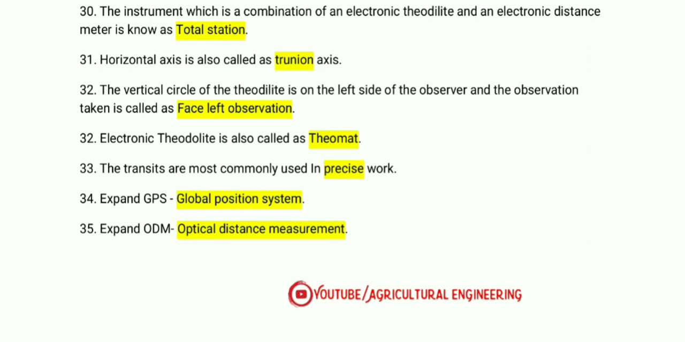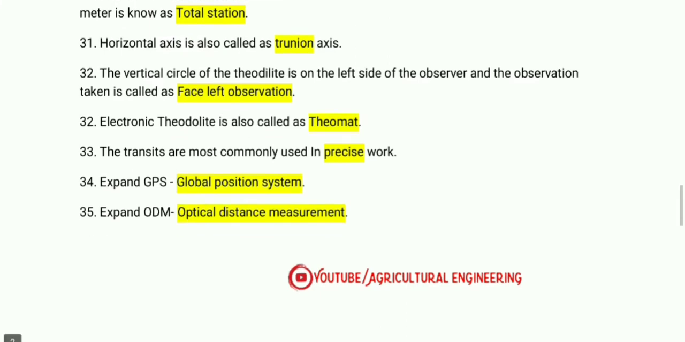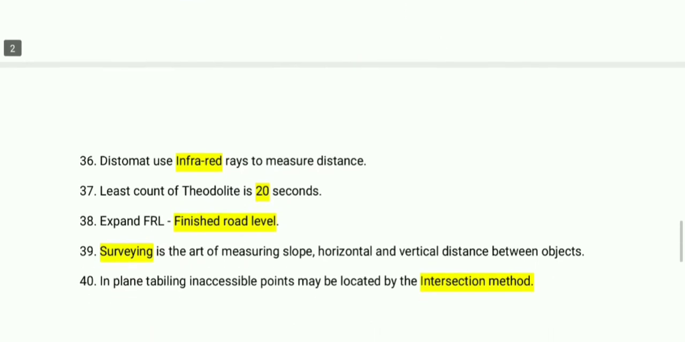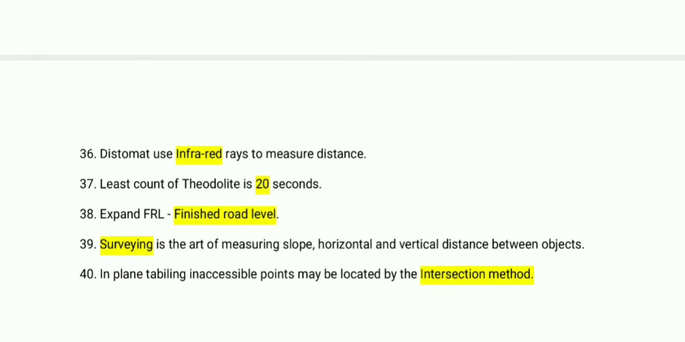Transits are most commonly used in precise work. GPS stands for Global Positioning System, and ODM stands for optical distance measurement. Distomat uses infrared rays to measure a distance. The least count of the theodolite is 20 seconds. FRL stands for finished road level.